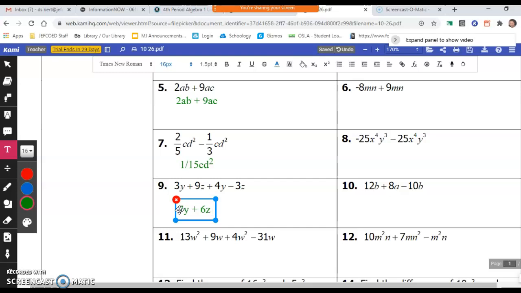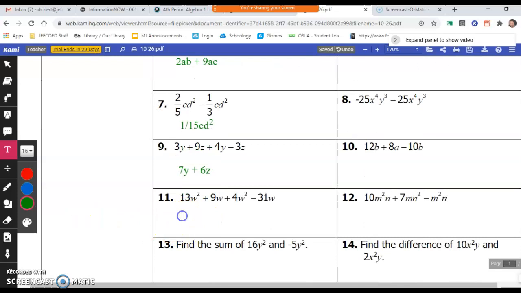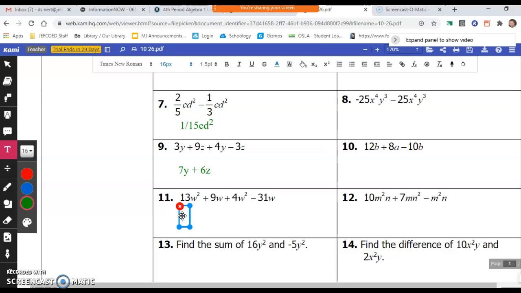All right, looking at 13. Now, don't get confused with 13, guys. They must be like terms. Now, do they all have the same variable? Yeah. But do they all have the same exponent? No. So you can't combine them all. So looking at 13w squared, what can you combine with that? The 4w squared. So 13w squared plus 4w squared is going to give you 17w squared. And then we have 9w minus 31w. It's going to give you what? Negative 22w.